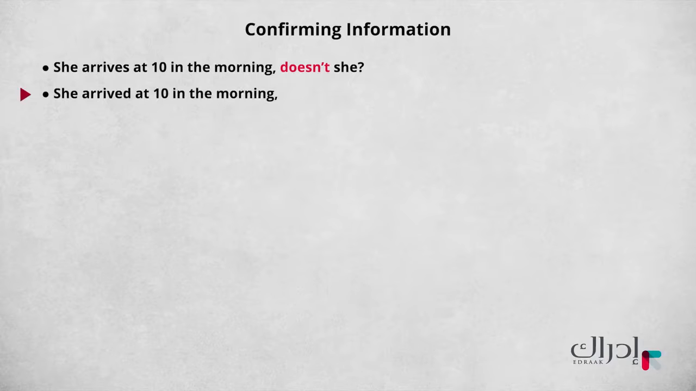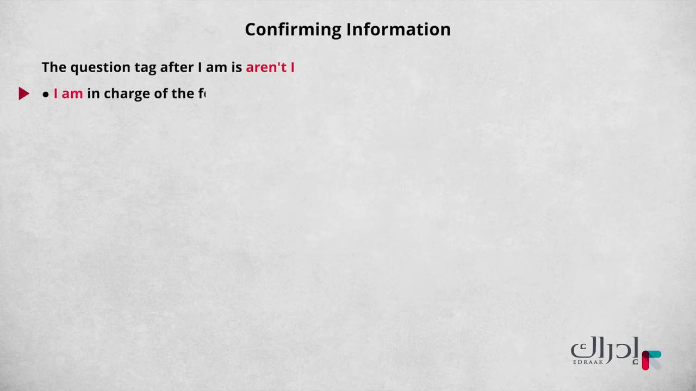She arrives at 10 in the morning, doesn't she? She arrived at 10 in the morning, didn't she? It is nice to apply the question tag rule. However, there is one exception. The question tag after I am is aren't I? For example, I am in charge of the food, aren't I?